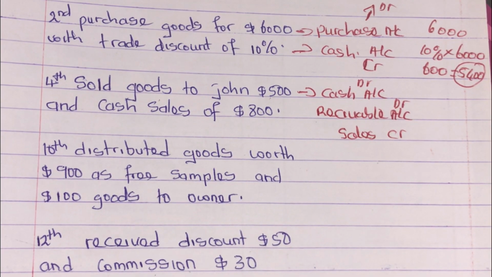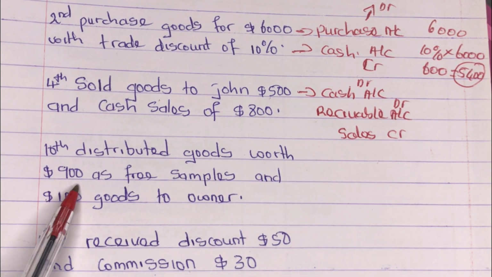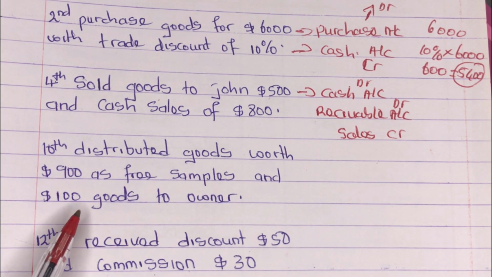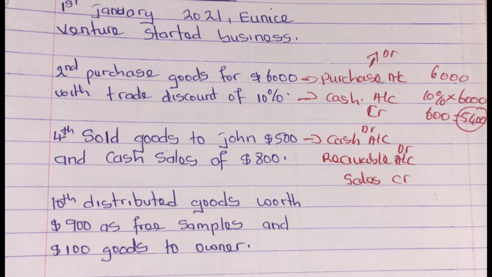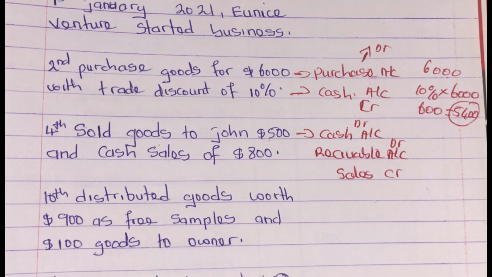So let's look at the next transaction, which says distributed goods worth $900 as free samples and $100 goods to owner. So looking at this transaction, it shows that some of the goods were being given out for free, maybe for marketing purposes, and it was worth $900, and goods worth $100 were given to the owner.